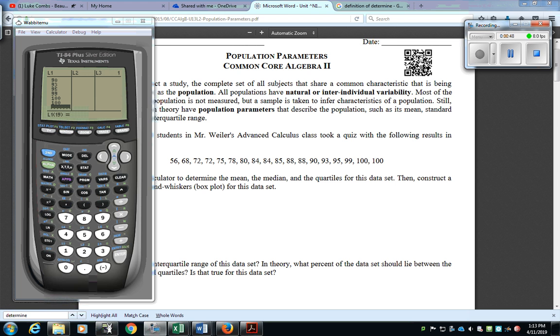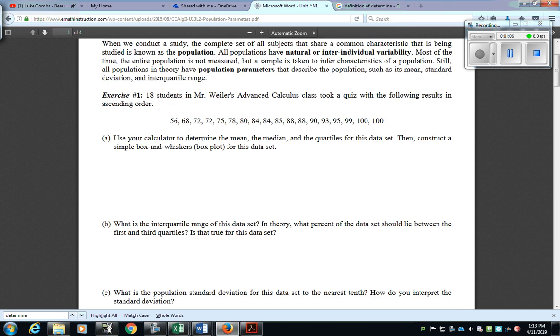You'll notice it says L1(19). That would be the 19th number. But I have 18 numbers in the list. And you want to make sure that the number that's in the list matches the number in the question. So they want us to find the mean, the median, the quartiles for this data set, and then they want us to construct a box and whisker plot, which is something from algebra.